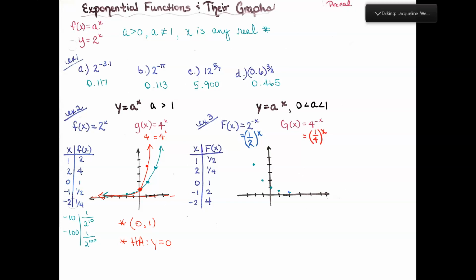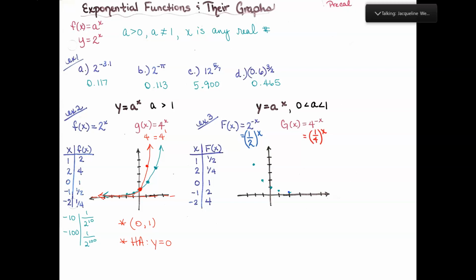All right, so let's say that we wanted to graph 2 to the negative x. That's the same thing as 1/2 to the x. So let's use that same table of values that we were using, 1, 2, 0, -1, -2. And so if we plug those in, if I plug in 1, 1/2 to the 1 is what? 1/2. If I plug in 2, 1/2 squared is what?